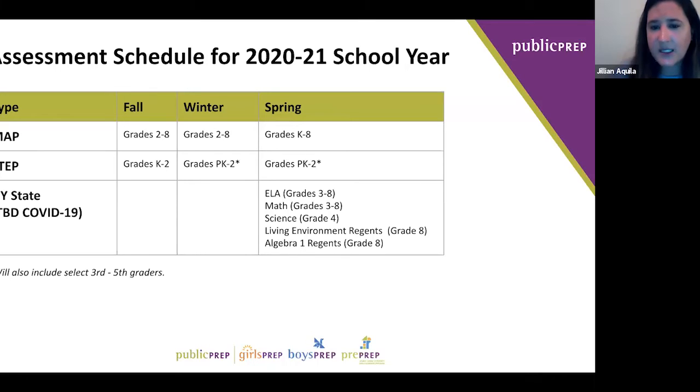As you can see, as a reminder, the STEP test is pre-K through second, with some 3rd through 5th grade scholars getting tested in the winter and spring. And the state test is there. And I do want to note that as of now, the state does plan to administer the state exams, even if they cannot be in person. Public Prep remains in close contact with the people making the decisions. And if anything changes, we will let you know, just as we did last spring. But the hope is that they will do them even if they are not in person.